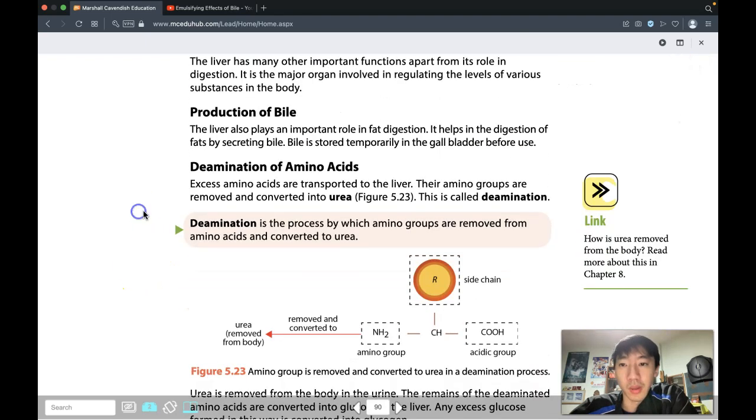We have learned about this: production of bile. So let's quickly talk about it. The liver also plays an important role in fat digestion. It helps the digestion of fats by secreting bile. Bile is stored temporarily in the gallbladder before use.